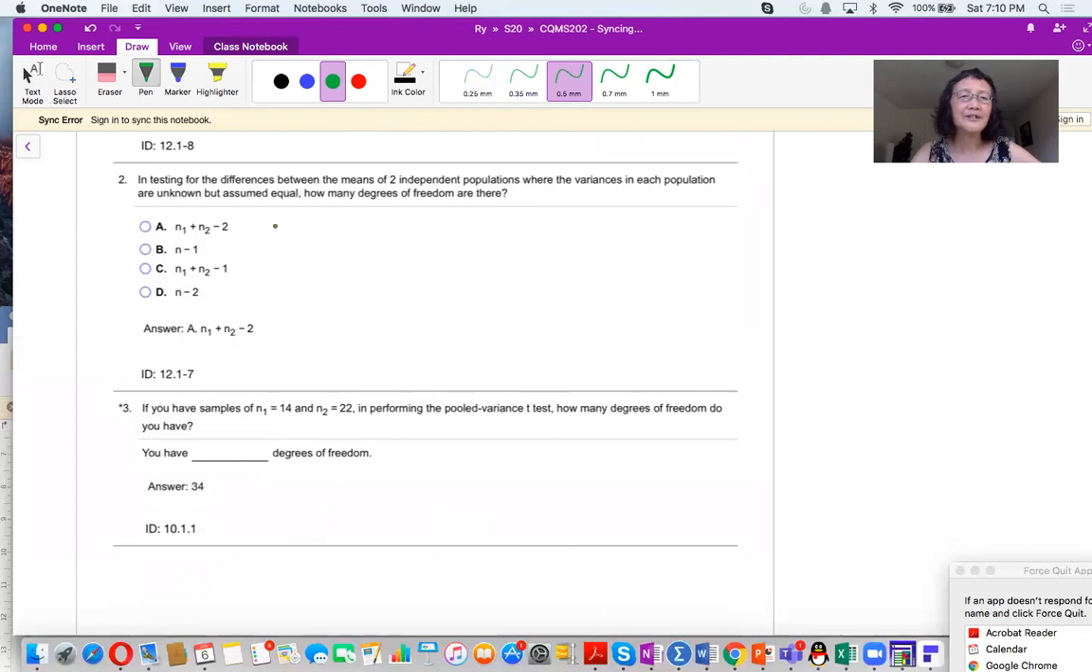So question 2. In testing the differences between means of 2 independent samples where variances are unknown but assumed equal, how many degrees of freedom are there? When the variances are unknown but assumed equal, the degrees of freedom is sample 1 size plus sample 2 size minus 2. This is the formula, under the condition that you do not know the variances in each population, but you assume those 2 variances are equal. N1 is sample 1 size, N2 is sample 2 size. Okay.